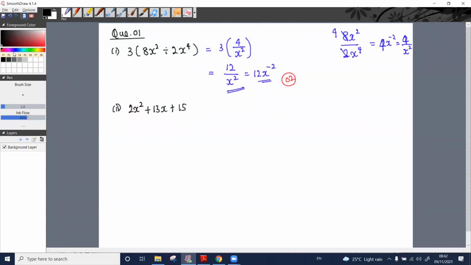Now what do we need to do? How can we factorize this one? First, we need to find two numbers where once we add them, it should equal our b value. What is the b value here? That is 13. And if we multiply the same two numbers, it should equal our AC value. The value of A is 2, the value of C is 15. So 15 into 2, that is 30. So what should these two numbers be?